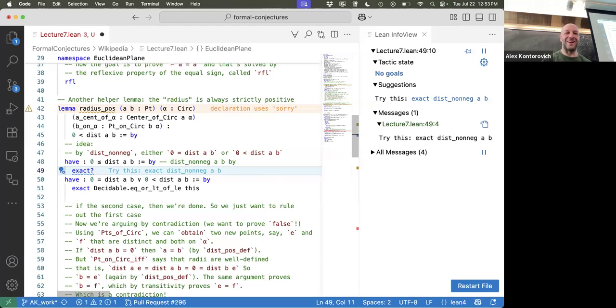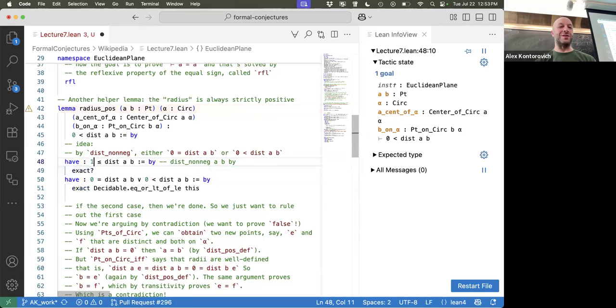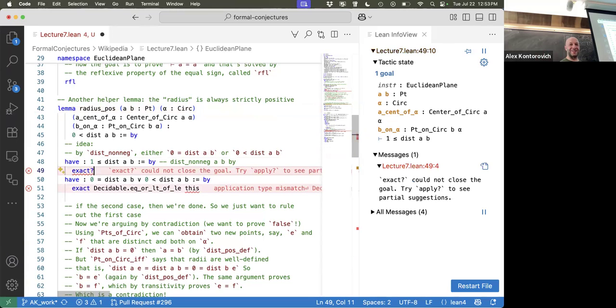That's true. Okay, but what if I said distance is greater than 1? There's no justification for distance being greater than 1. I say exact question mark, and it says, give it a second. No, I couldn't close the goal. I couldn't figure it out.